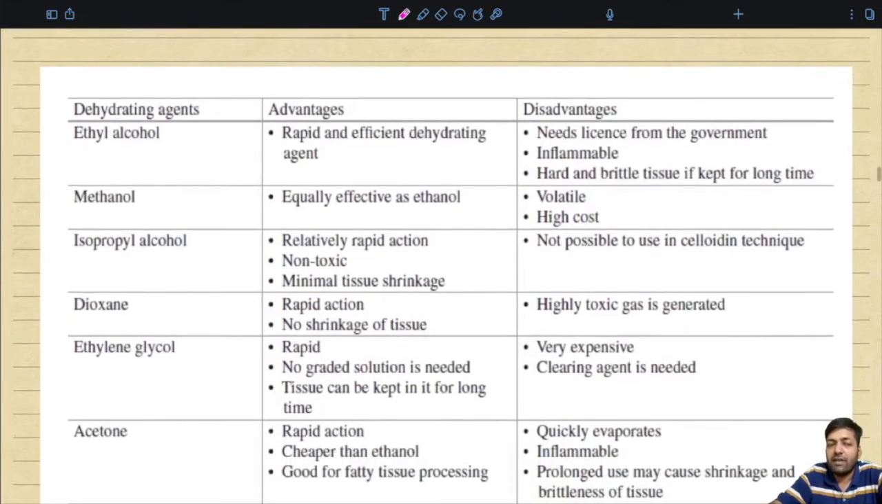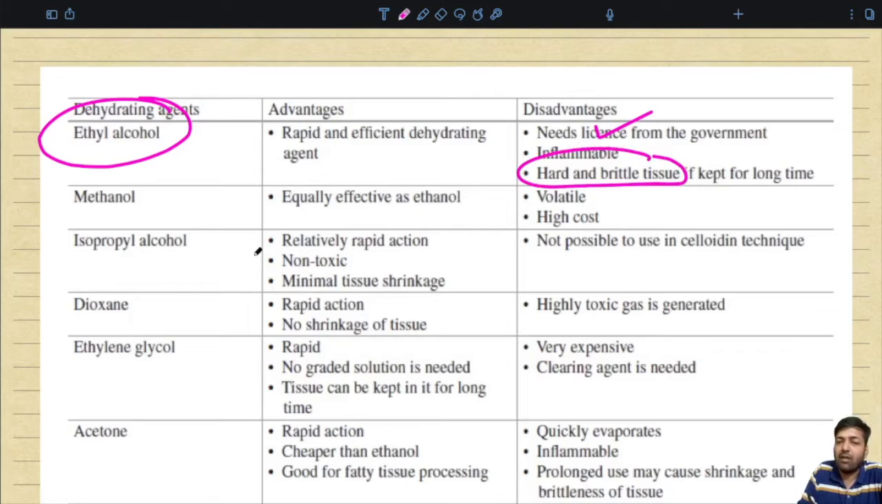So now here we will compare the different dehydrating agents. Ethyl alcohol is rapid and efficient, but the basic disadvantages are that it needs a license, it is inflammable, and prolonged keeping in ethyl alcohol may make the tissue hard and brittle. Methanol again is good, but it is highly costly and volatile. Isopropyl alcohol is very good, but it is expensive and also not possible to use in the celloidin technique.